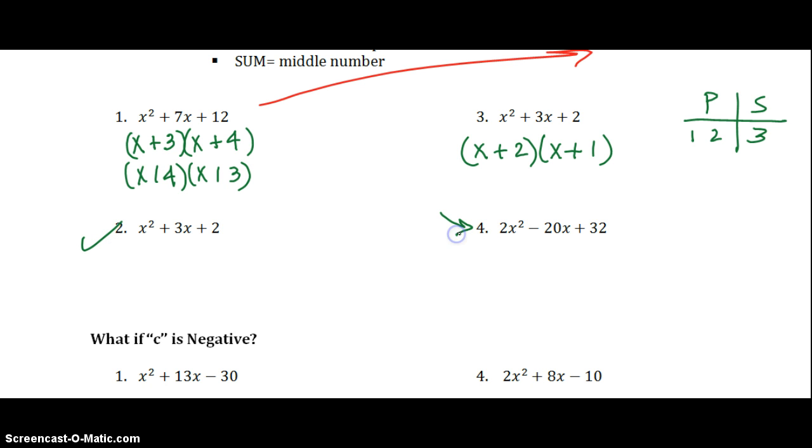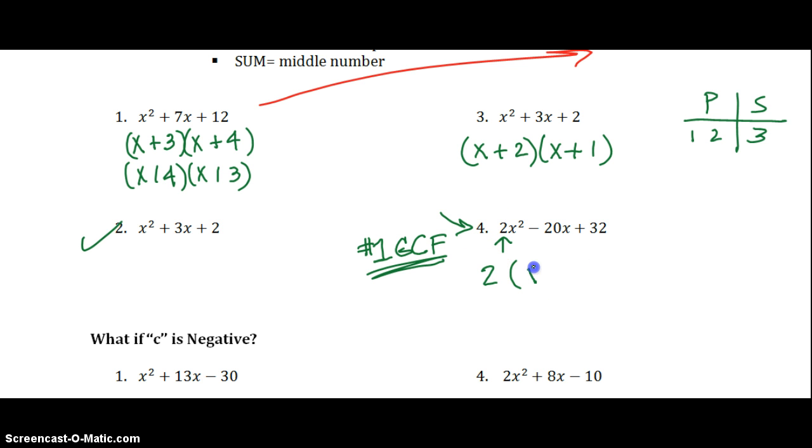Now let's look at number 4. We do not have both positives here. We have a positive and a negative. Also, there's a number in front of our x squared. So what's our step number 1? I didn't do it for the other 2. Maybe I did it in my mind, but I didn't say it out loud. Step number 1 is to look for the greatest common factor.